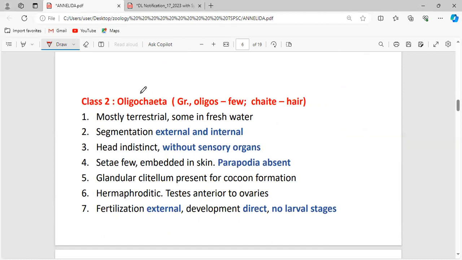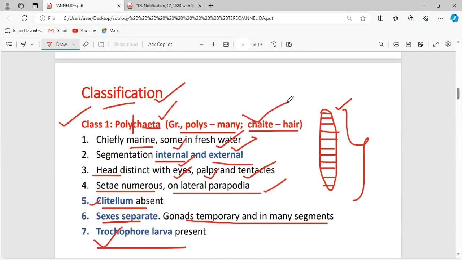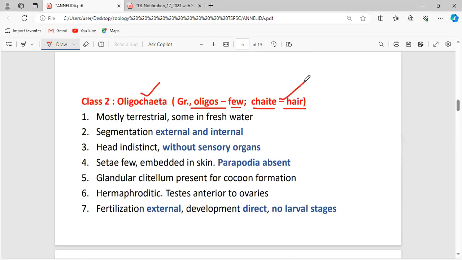Now, class 2, Oligochaeta. The name oligo means few. Chaeta means hair. In Polychaeta many hairs are present, but here only few hairs will be present. Mostly they are terrestrial and some can also be seen in fresh water. And again, the segmentation is external as well as internal.